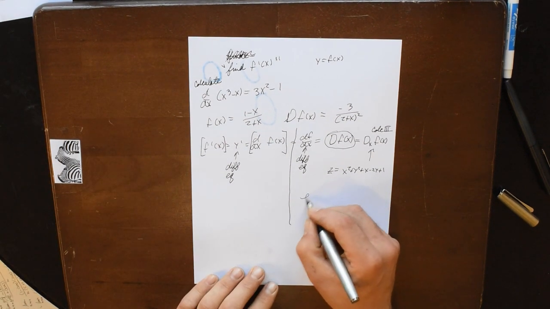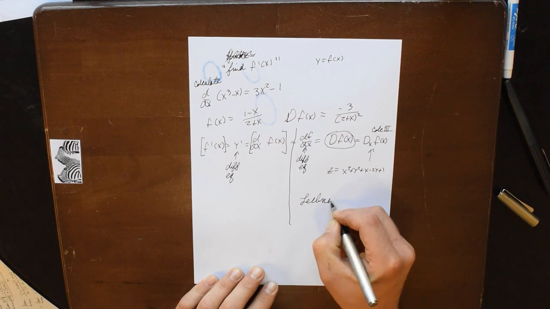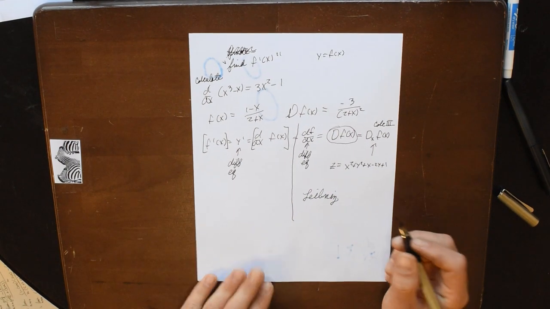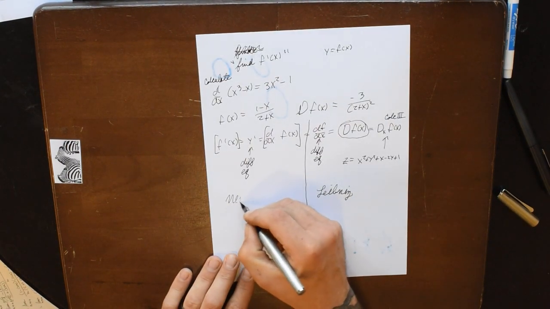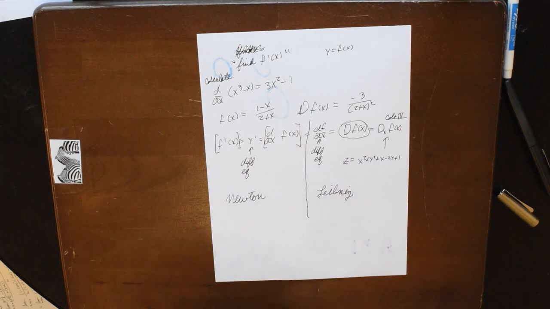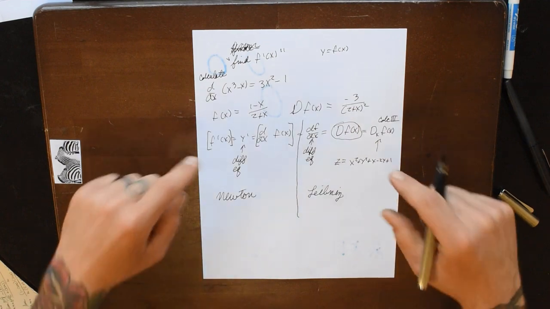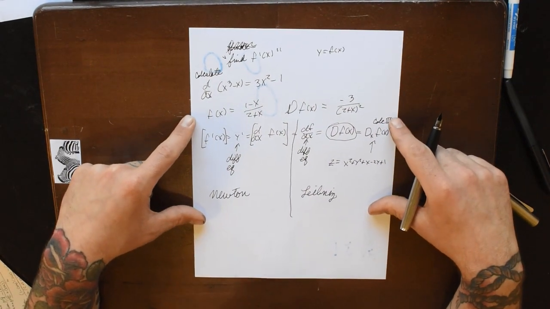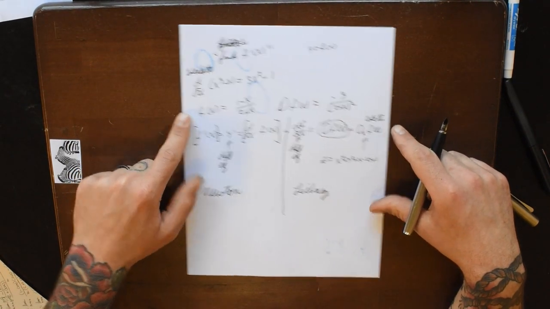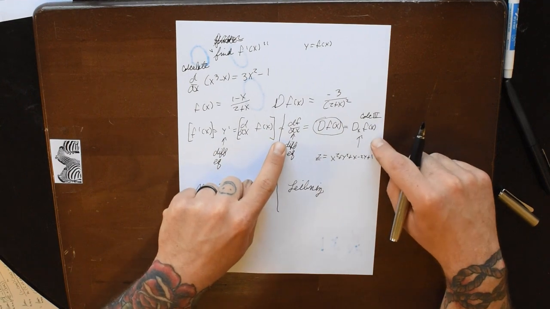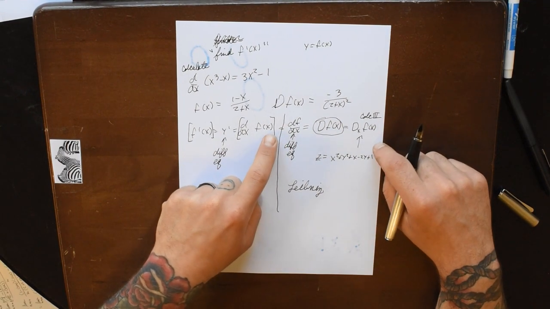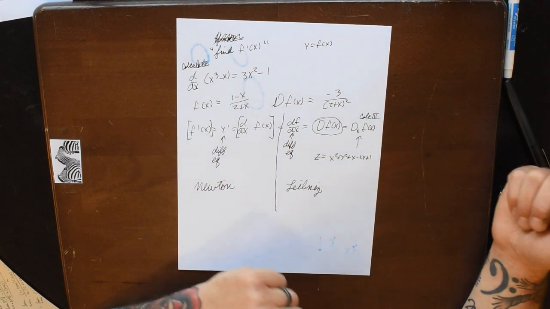L-E-I-B-N-I-Z. Leibniz notation. And over here is Newton, Sir Isaac Newton. Newton and Leibniz developed calculus at the same time for different reasons. So the notation that they use is different, but it lends itself to what they were doing.